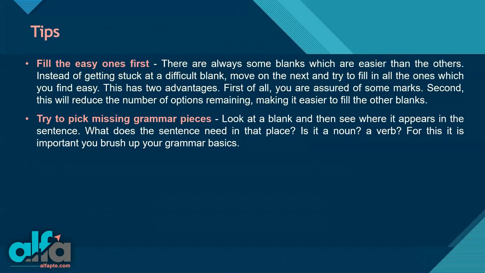Try to pick missing grammar pieces. Look at a blank and see whether it appears in the sentence and where it appears in the sentence. What does the sentence need? Is it a noun? For example, if there is an adjective and then a blank, then obviously it is a noun. If there is a noun and before the noun there is a blank, then it's an adjective. If there is a verb and there is a blank, then it's an adverb. So these are important grammar rules. So brush up your grammar. The basic grammar rules are there on the Alfa PTE portal. So alfa-PTE.com, just go and brush it up.